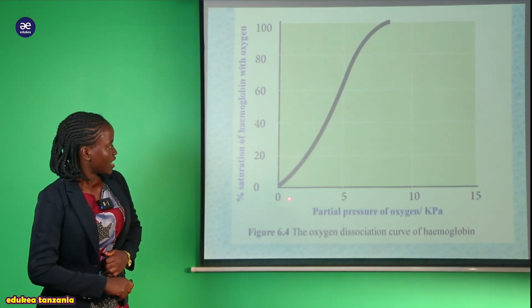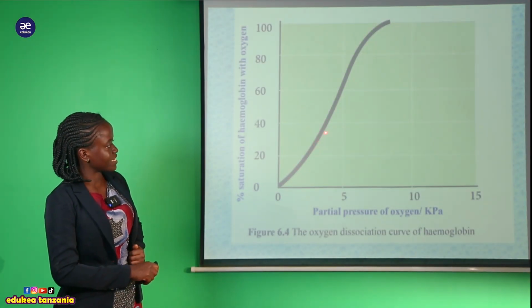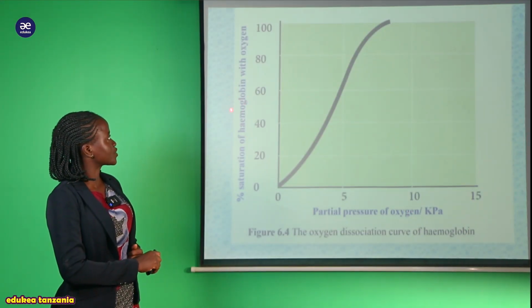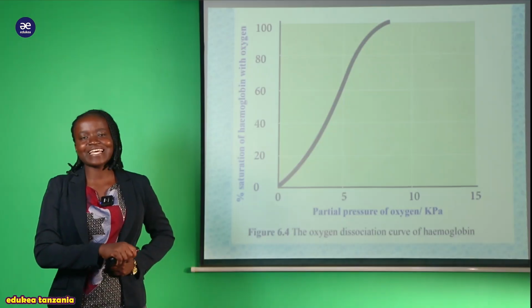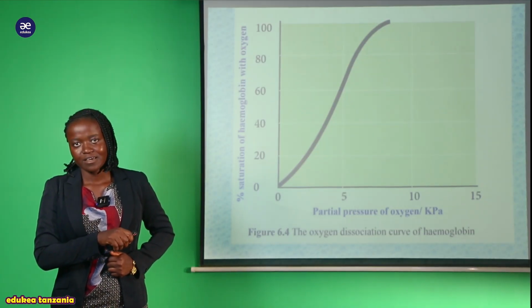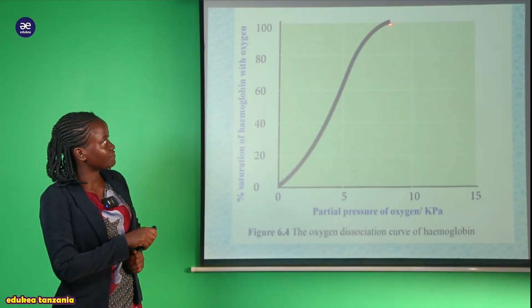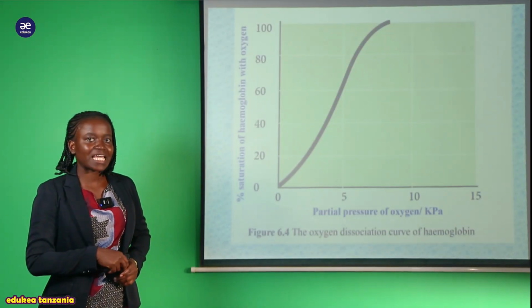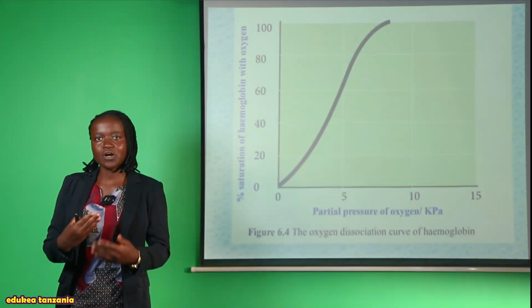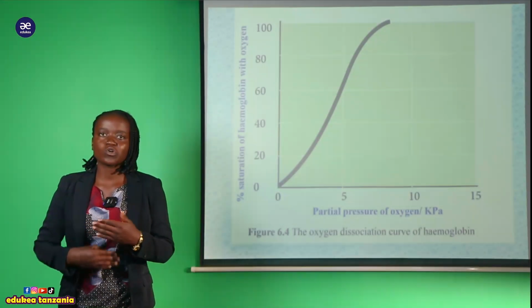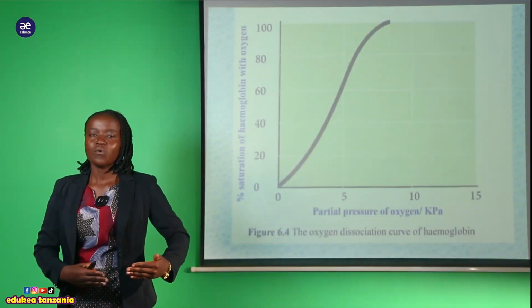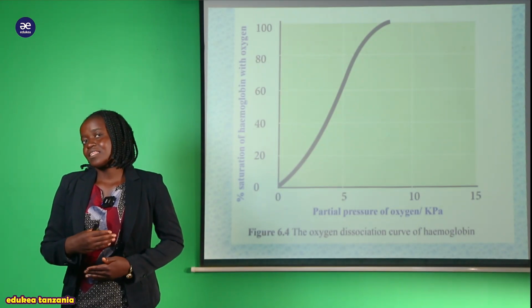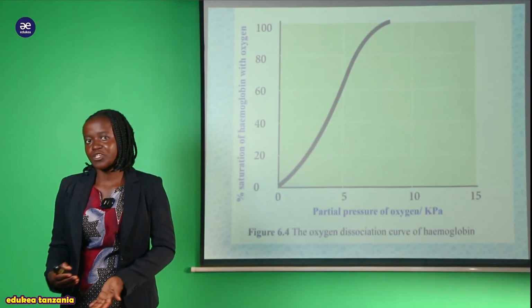You can see as the partial pressure of this oxygen increases, oxyhemoglobin also tends to be formed. But at the peak you can see we have this S shape. Why is it S shape? When the level of oxygen is very high, the hemoglobin no longer has the capacity to carry more oxygen.